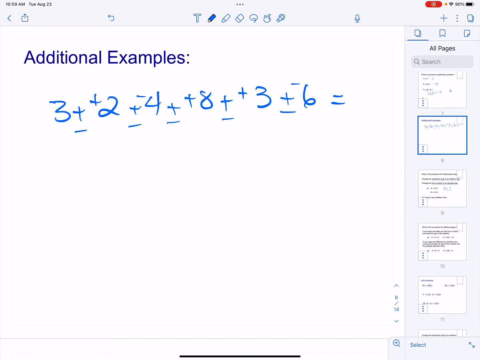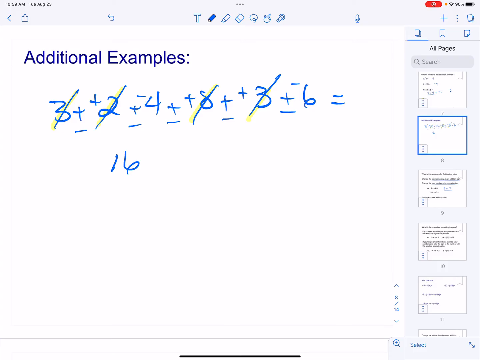So here's our problem. I'm going to start with this 3, and it's positive, so I'm going to start with all my positive numbers. So that means I got a positive 3, I got a positive 2, I got a positive 8, and I got a positive 3. So those are the numbers I'm going to put together. So 3 and 2 make 5, plus 8 is going to give me 13, plus 3 more is going to give me 16. So I've got 16. So all my positives are gone. So now I'm going to do my negatives.